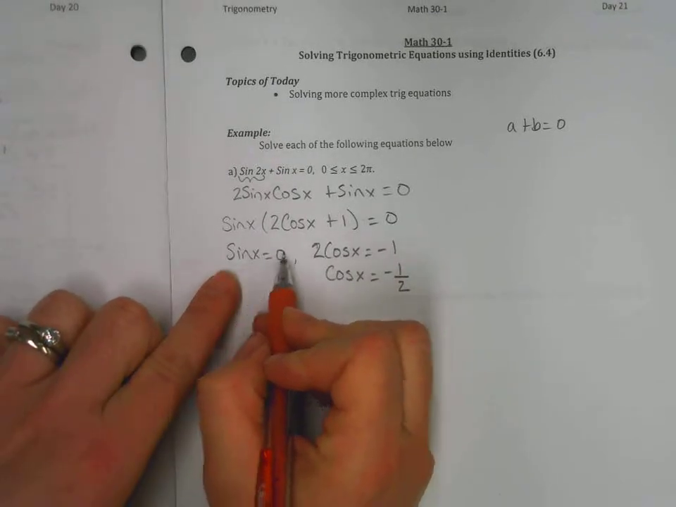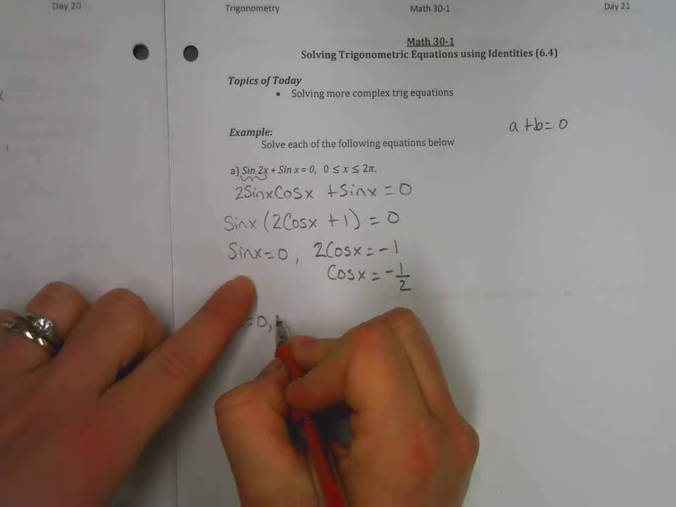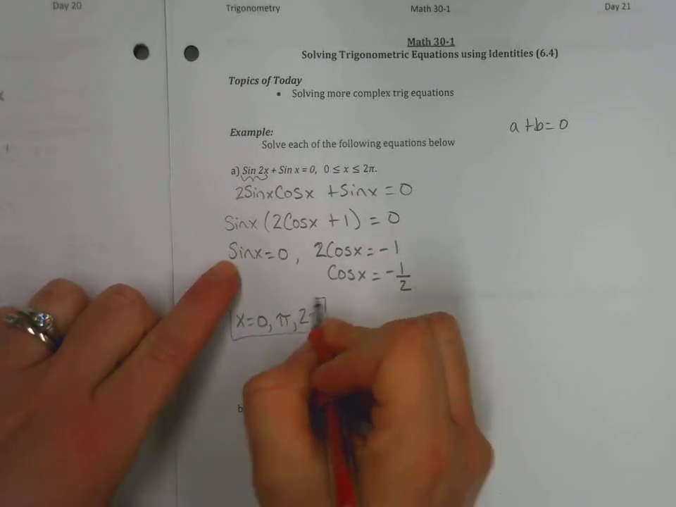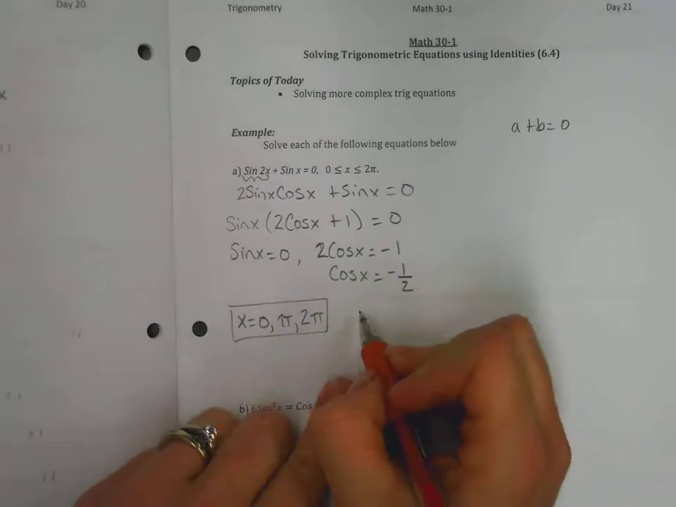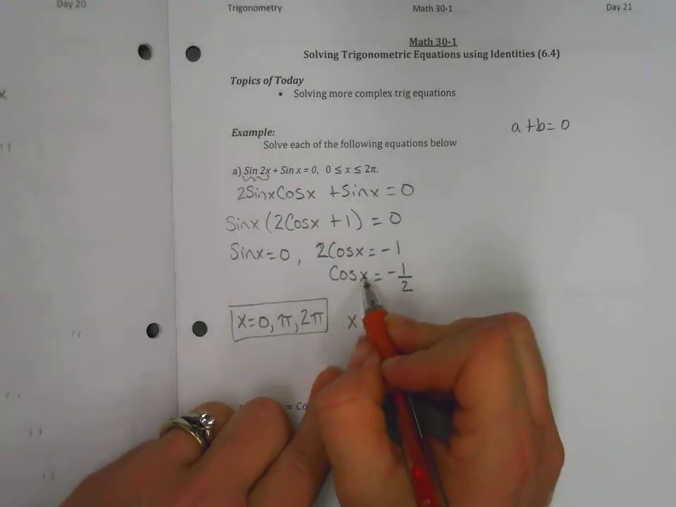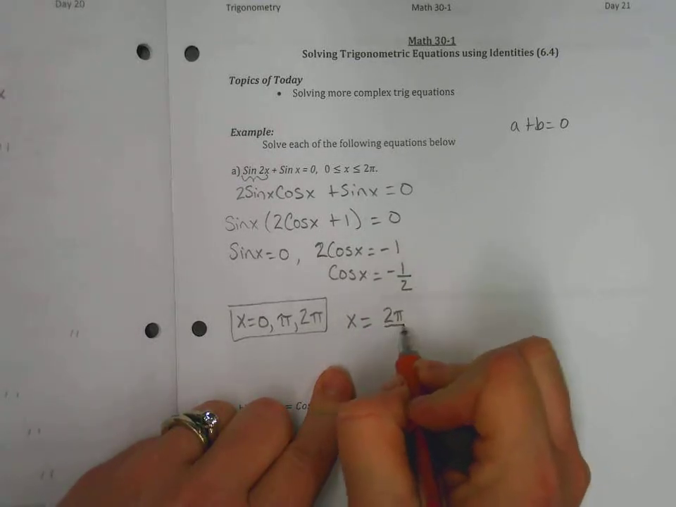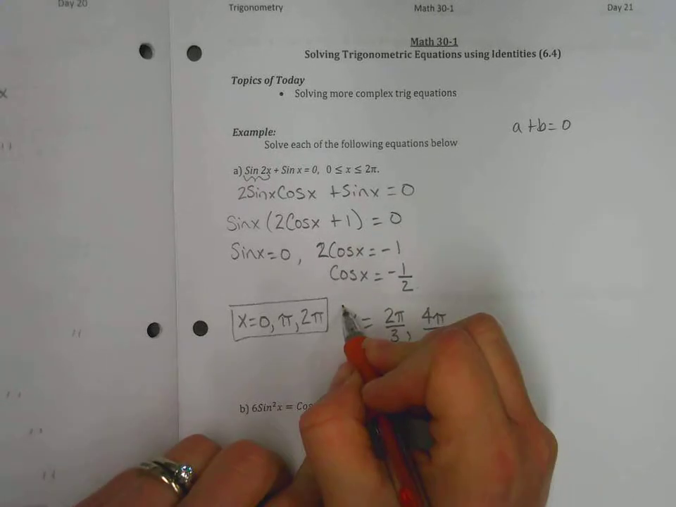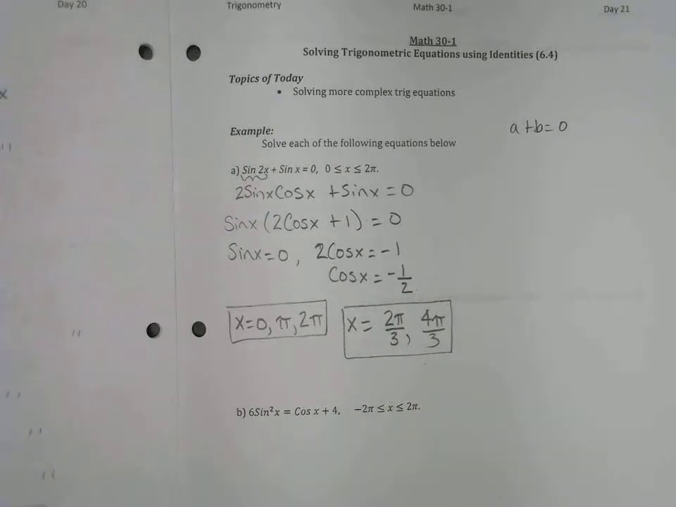So when is sine of x equal to 0? Well, my solutions would be 0, pi, and 2 pi. So this would be one expression. And then my second part, when is cos of x equal to negative 1/2? Looking on my unit circle, I would get 2 pi over 3 and 4 pi over 3. So this equation would have 5 solutions.